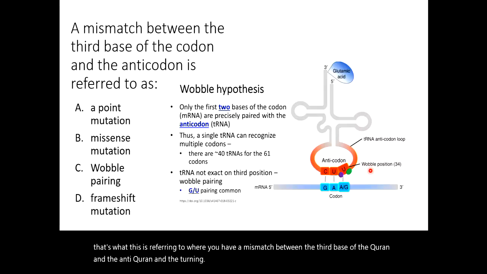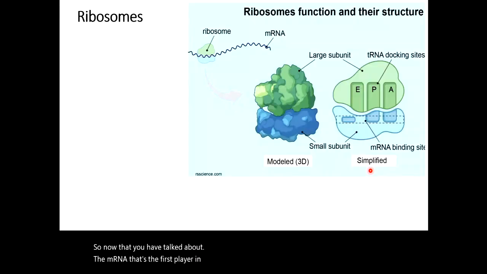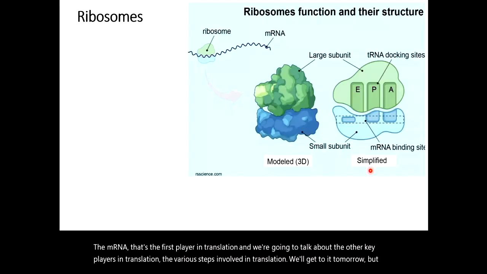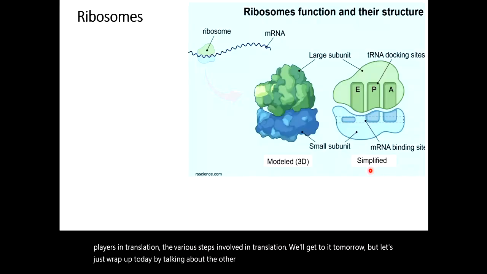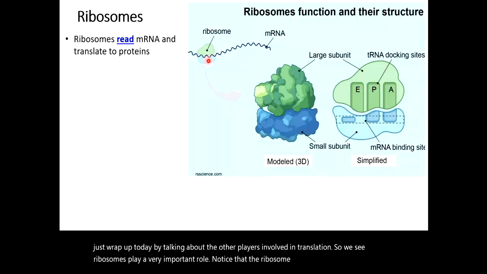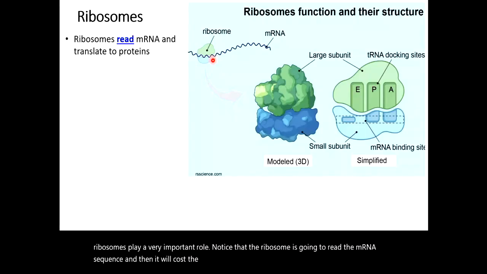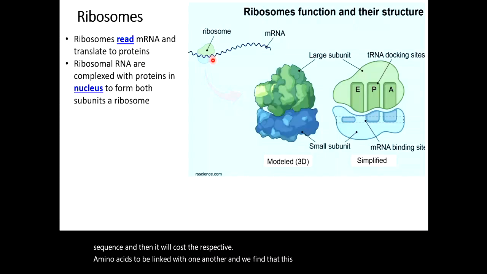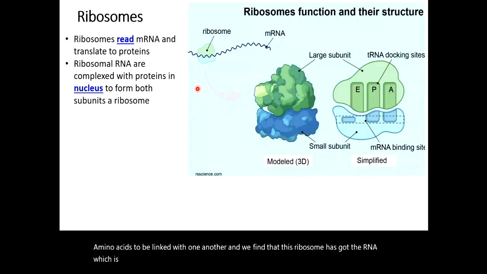So now that we have talked about the mRNA, that's the first player in translation, right? We're going to talk about the other key players in translation. The various steps involved in translation, we'll get to tomorrow, but let's just wrap up today by talking about the other players involved in translation. So we see ribosomes play a very important role. Notice that the ribosome is going to read the mRNA sequence, and then it will cause the respective amino acids to be linked with one another. And we find that this ribosome has RNA, which is complexed with proteins to form the core structure.